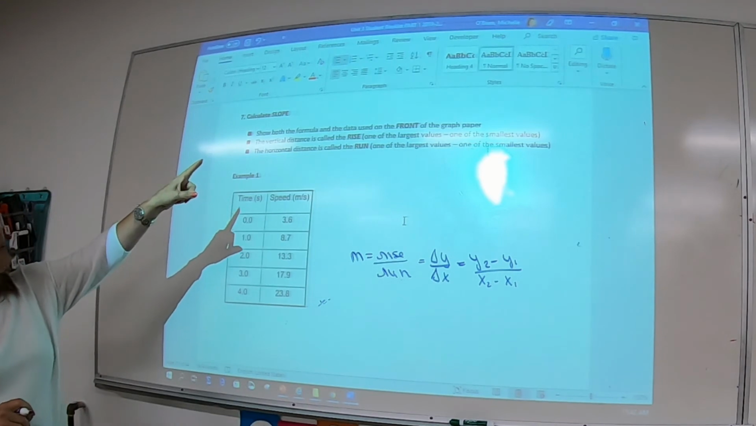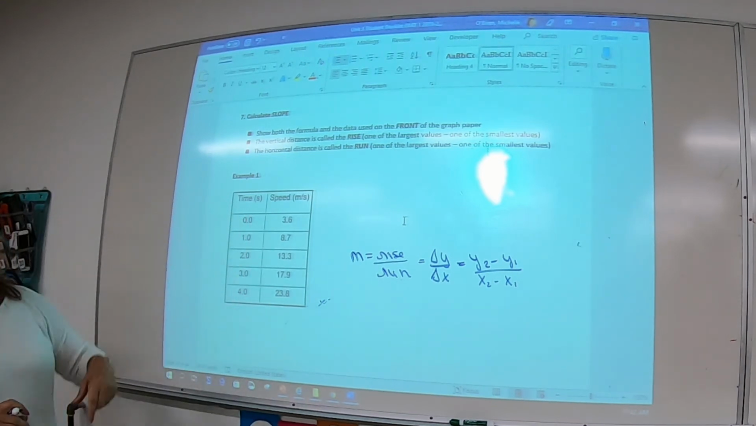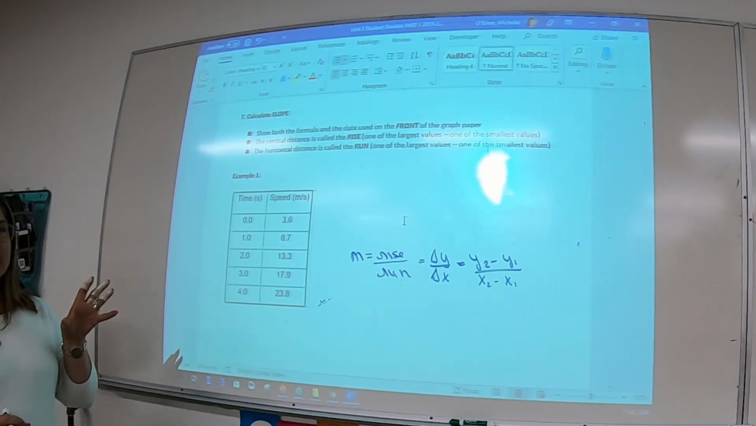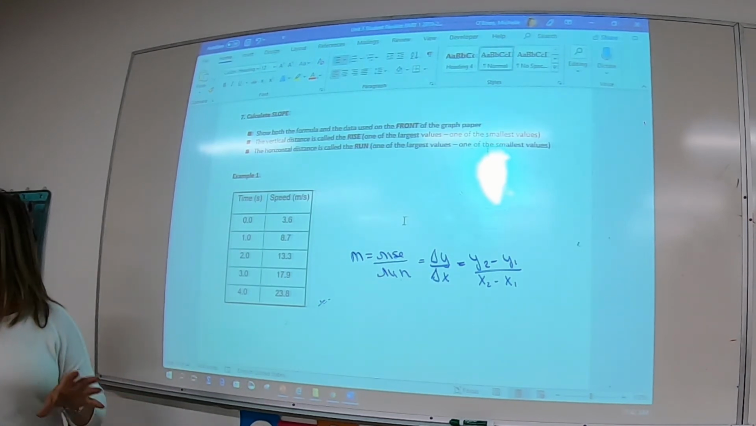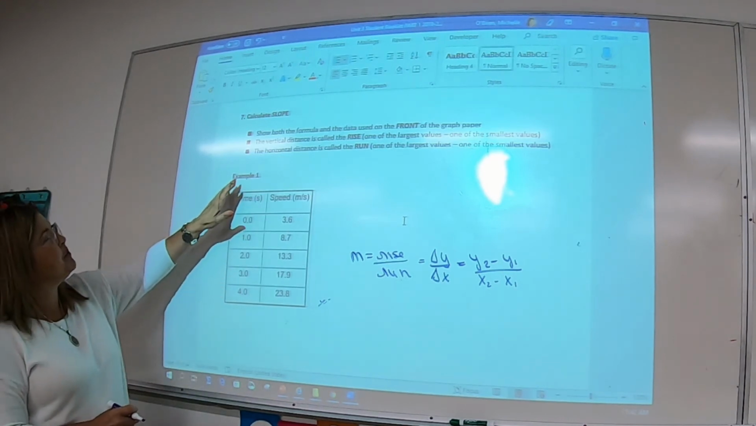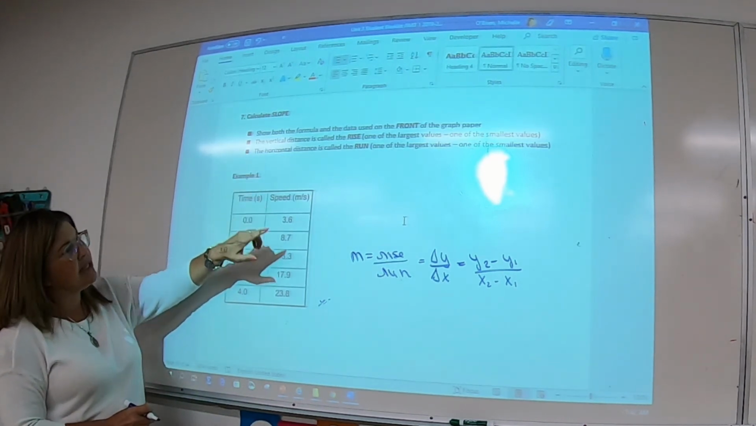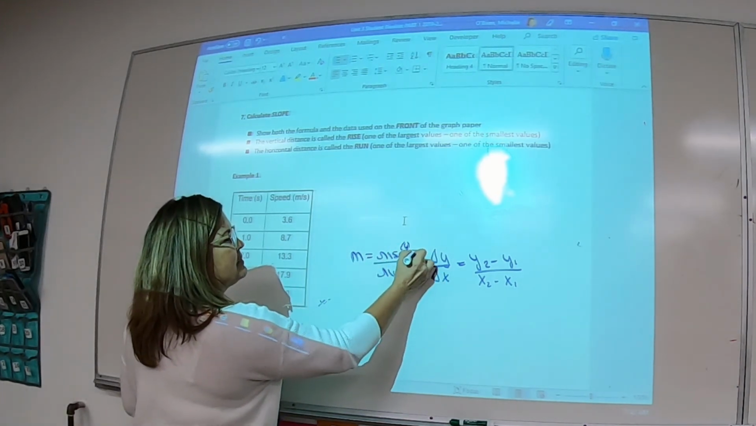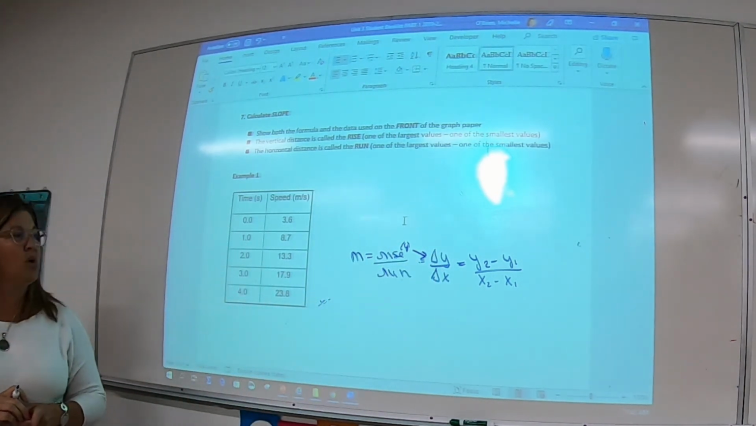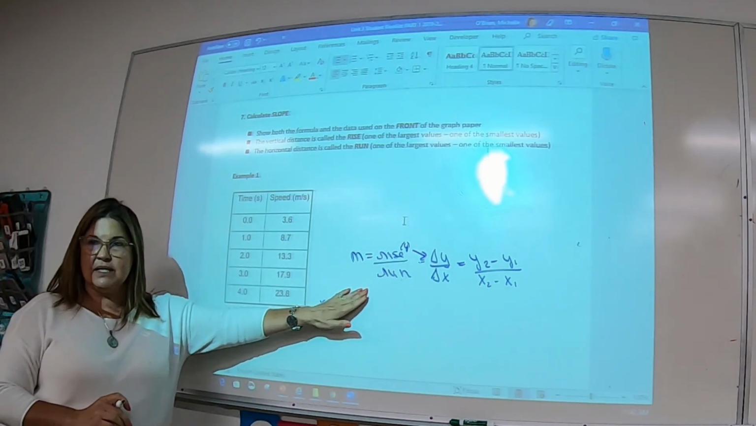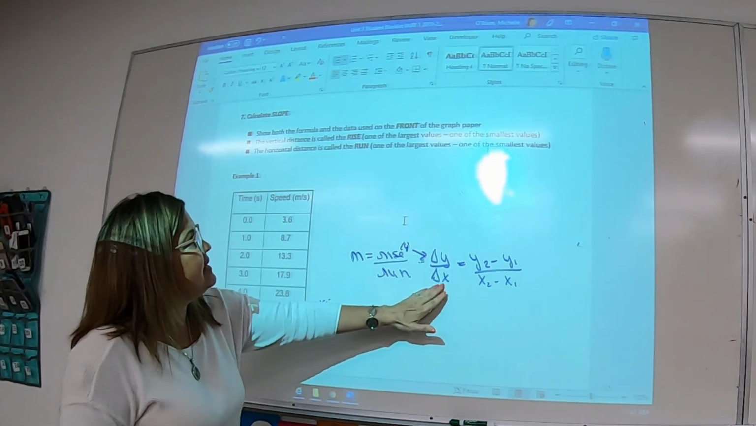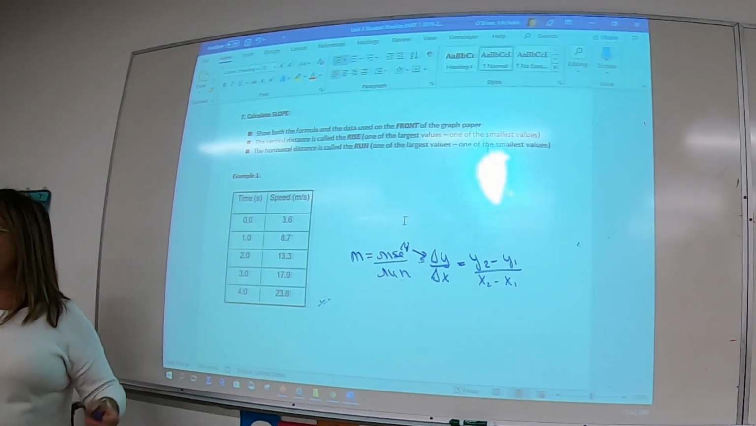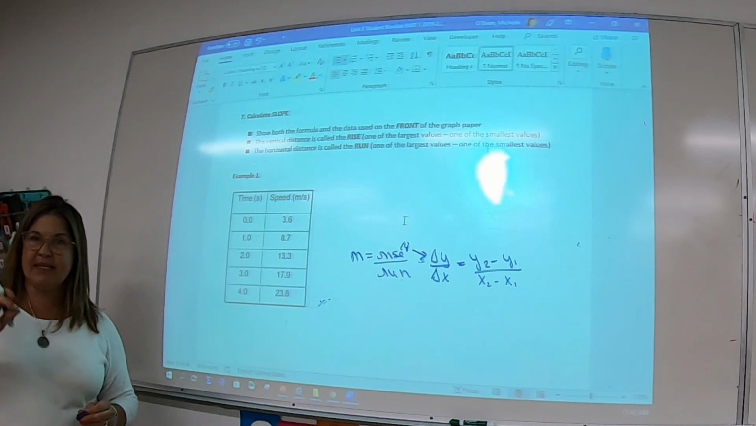So it says show both the formula and the data used on the front of the graph paper. Okay, so if you're asked to do slope, you're going to have to do the calculation on the paper. The vertical distance is the rise. So this is your y value, kind of obvious there with the change in y. The horizontal distance is your run, or the x value. And then we just do slope. Okay, so that's it for now.